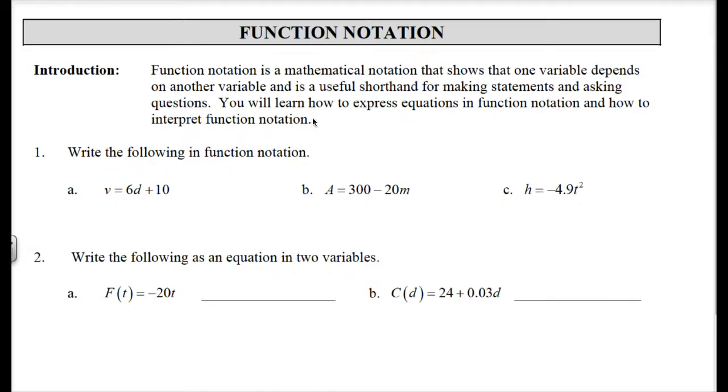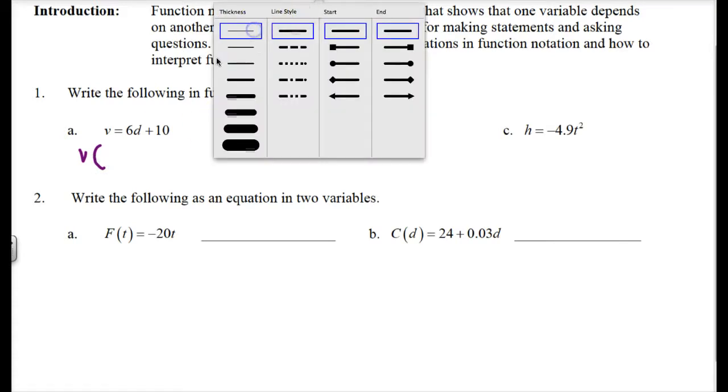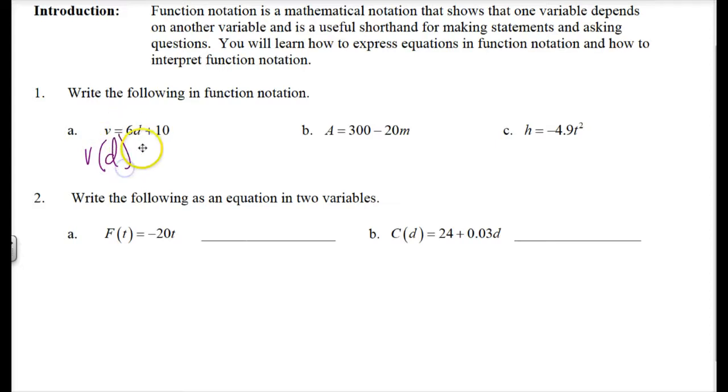Write the following in function notation. V is equal to 6D plus 10. The V depends on D, so we say that V is a function of D. Alright, let's start over. So we say V of D is equal to 6D plus 10. And this is read V of D or V at D.